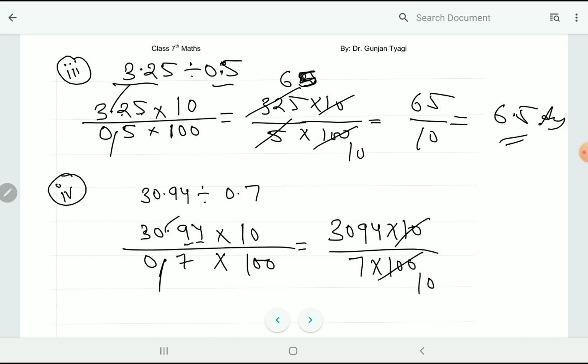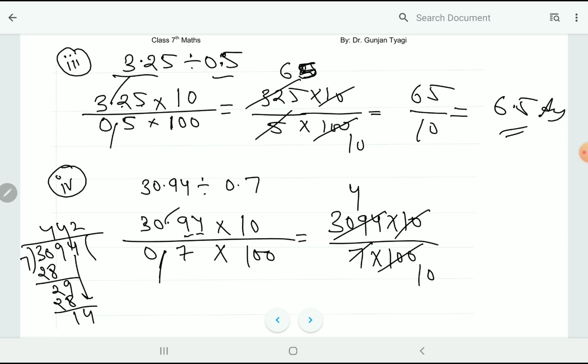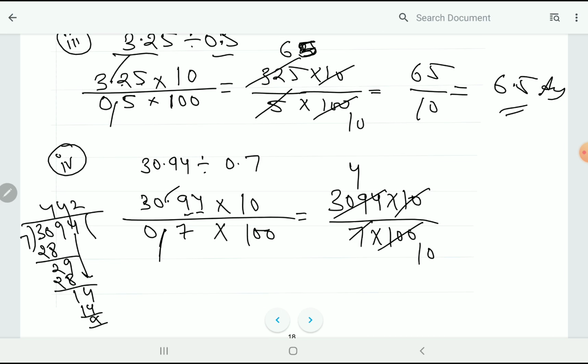10 will divide into 100, and 10 will remain. Let's check whether this number is divisible by 7. 7 4s are 28. I will do the division here for you. 7 4s are 28, 2 9. 7 4s are 28, 14 will come here. 7 2s are 14. 442. Now 442 divided by 10 is equal to 44.2. This is the answer. Fourth part is done.